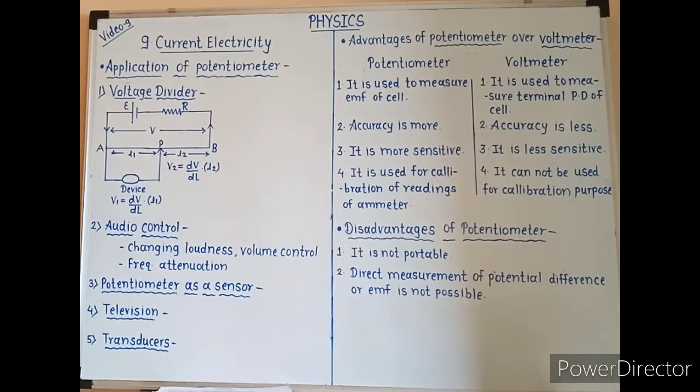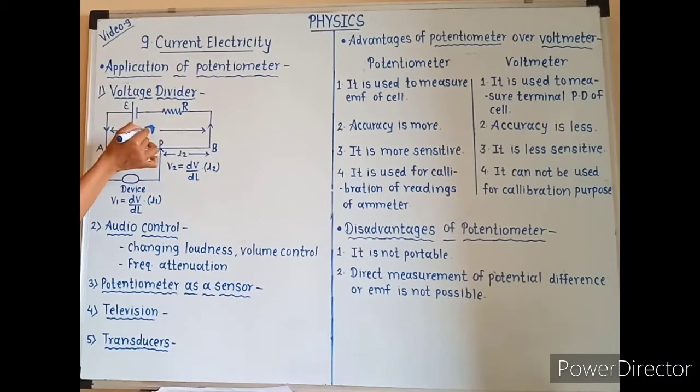This circuit diagram consists of a potentiometer wire AB. It also consists of a cell with EMF E and resistance R, and this device is connected to the potentiometer wire AB. One end of this device is connected to terminal A, and the other end is connected to a slider, and that slider can move along the potentiometer wire AB.